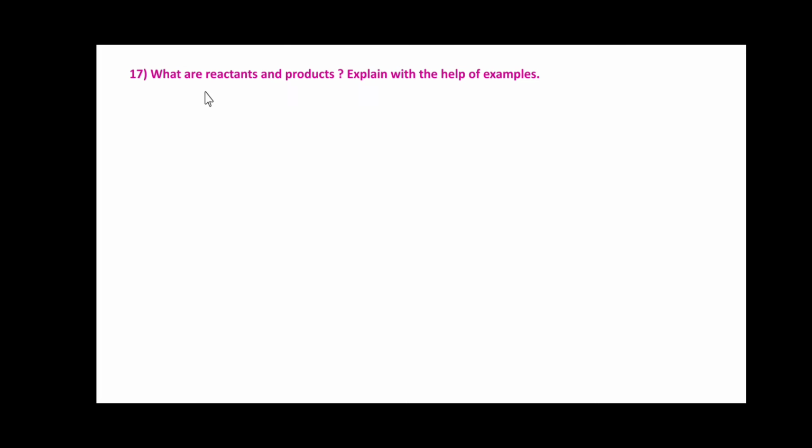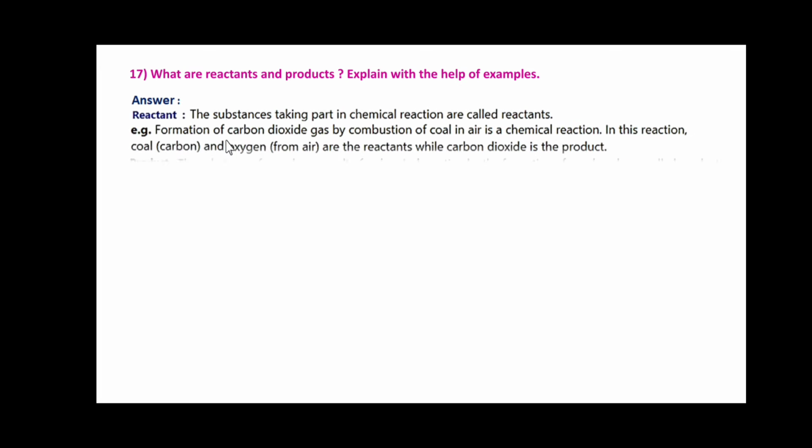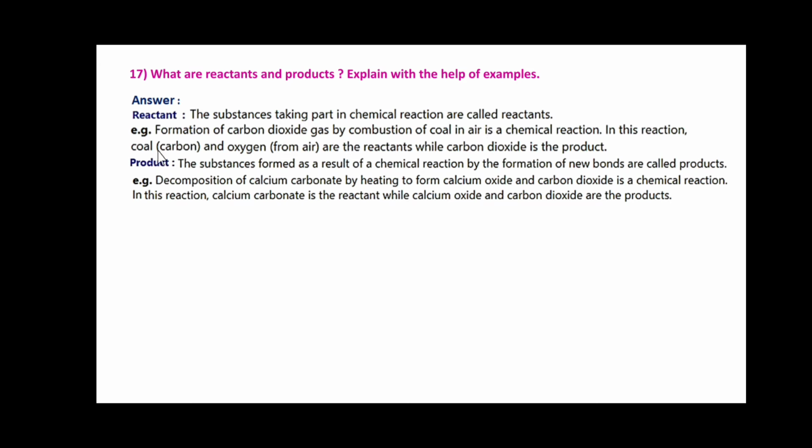Next question. What are reactants and products? Explain with the help of examples. Reactant. The substances taking part in the chemical reaction are called reactants. For example, formation of carbon dioxide gas in combustion of coal in air is a chemical reaction. In this reaction, coal, that is carbon, and oxygen from the air are the reactants, while carbon dioxide is the product. Now, the substances formed as a result of chemical reaction by the formation of new bonds are called products. For example, decomposition of calcium carbonate by heating to form calcium oxide and carbon dioxide is a chemical reaction. In this reaction, calcium carbonate is the reactant while calcium oxide and carbon dioxide are the products.